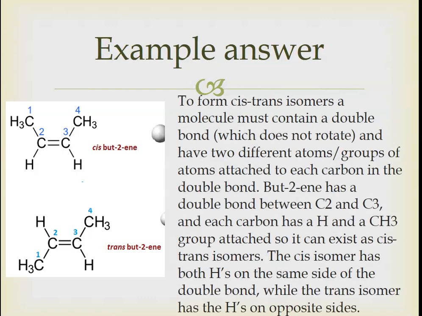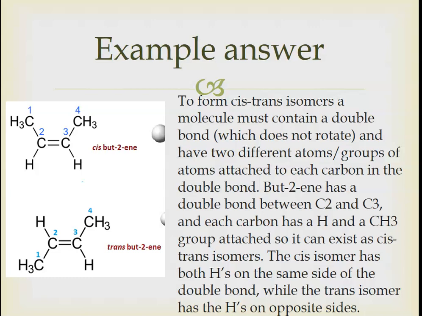And the sorts of answer. Now, this one I haven't actually got that fun little bit of explaining why compound B doesn't form cis-trans isomers, but I would do that verbally, so just bear with me. So first off, the definition. To form cis-trans isomers, a molecule must contain a double bond which does not rotate and have two different atoms or groups of atoms attached to each carbon in the double bond. Okay, so there's the requirements, and that's the first part that you need to have. Now, linking the molecule back to those requirements, butene has a double bond between carbon 2 and carbon 3, and each carbon has a hydrogen and a CH3 or methyl group attached. So it can exist as cis-trans isomers.